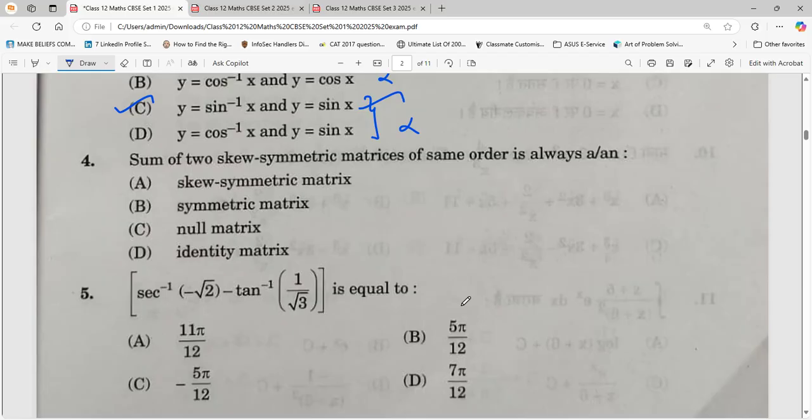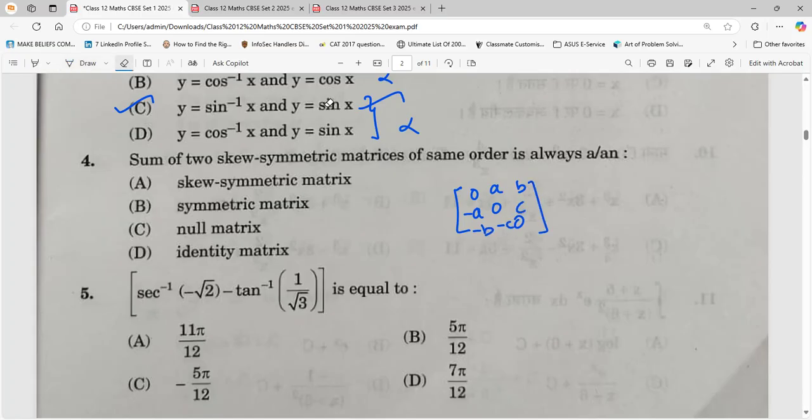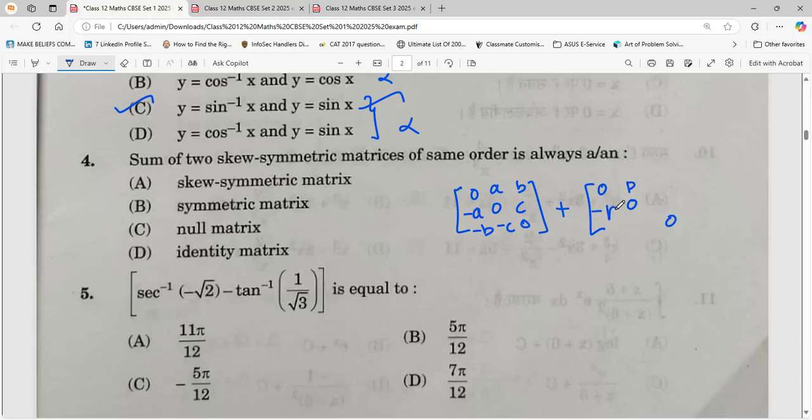Of two skew symmetric matrices of the same order, so why not try out two skew symmetric matrices? So I'm going to take the two skew symmetric matrices as 0, 0, 0 on the diagonal, and this will be A and this will be minus A. This will be B and this will be minus B. This is C and this is minus C. This will be minus C and this is 0. I'm taking another skew symmetric matrix with 0, 0, 0 on the diagonal, and this will be P and this will be minus P. This will be Q and minus Q. Let this be R, and this be minus R.